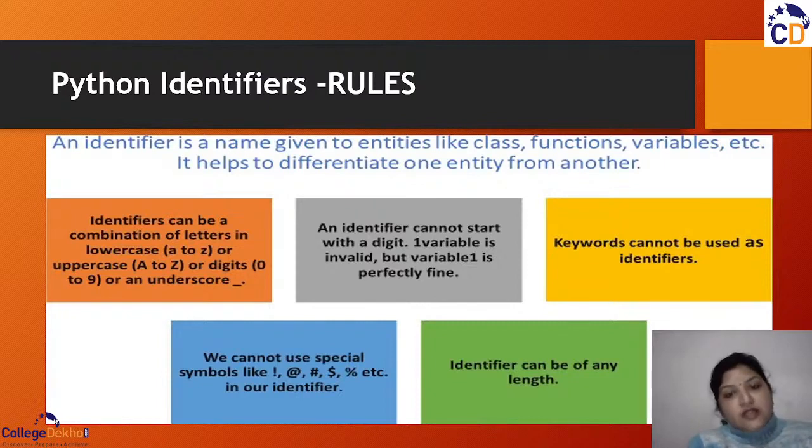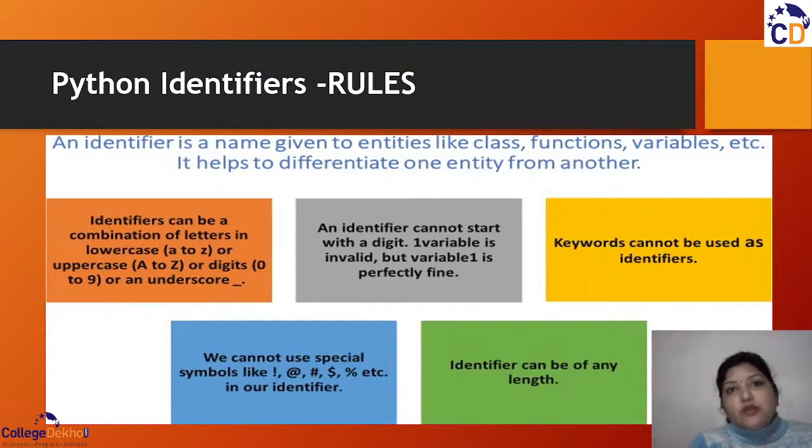Let us move to the second rule. An identifier cannot start with a digit. You cannot write something like 1variable, that is treated as invalid. You have to start with a character. variable1 is perfectly fine.